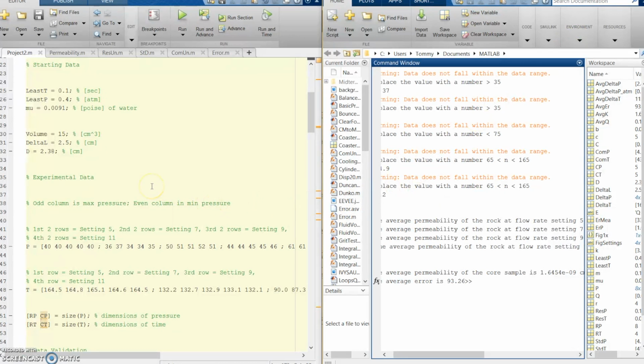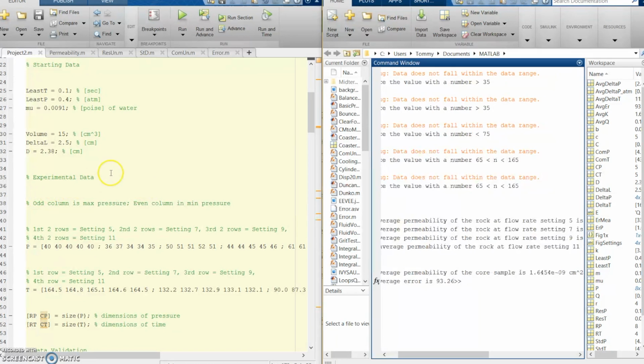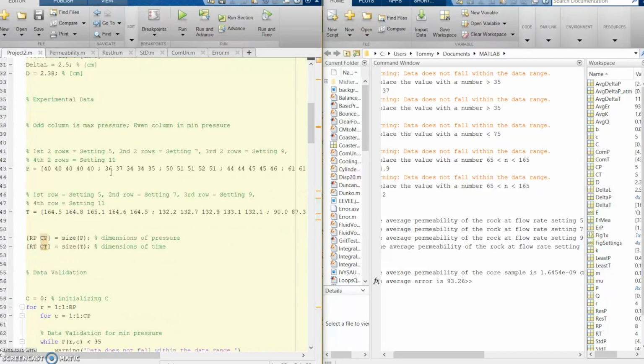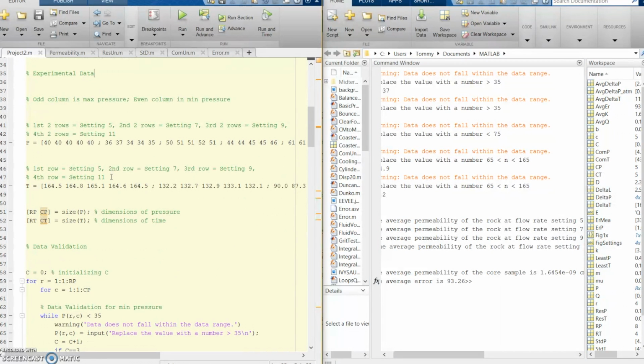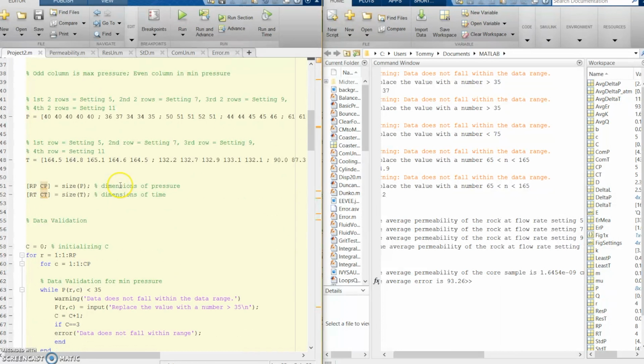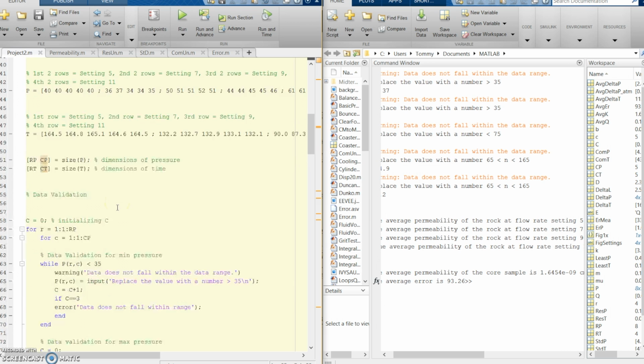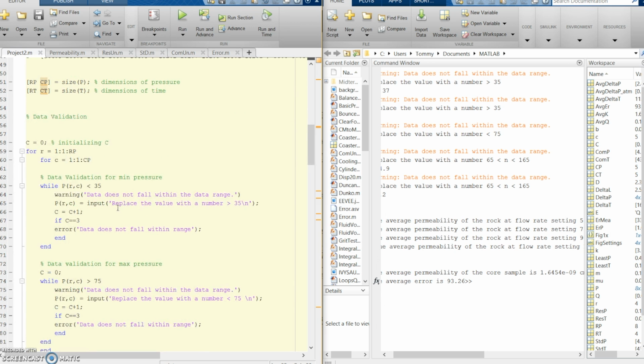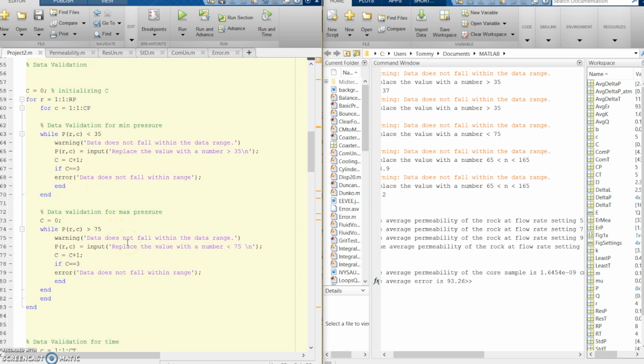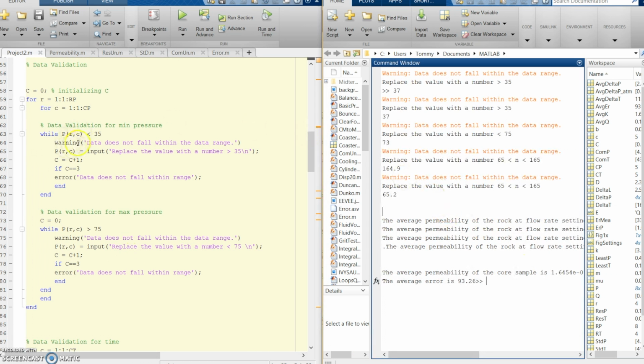First, we inputted all the given values and entered the flow rate setting dataset into a matrix. The matrix will be entered into a data validation loop, which will determine whether or not the value is in range. If not, the user will be given a warning and be asked to input a replacement value. If the user fails to enter a correct value, the error will output. The values we entered are the replacement values used in our code.